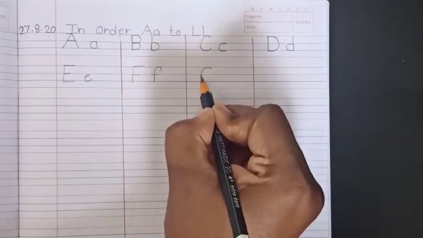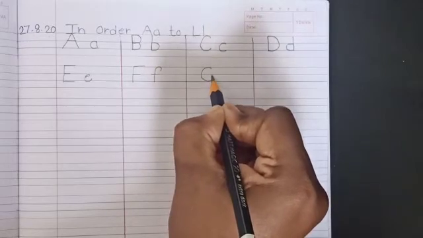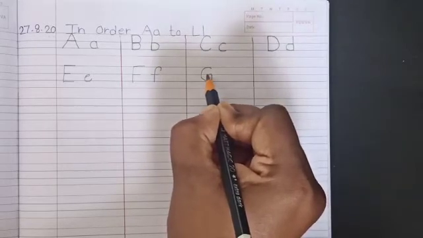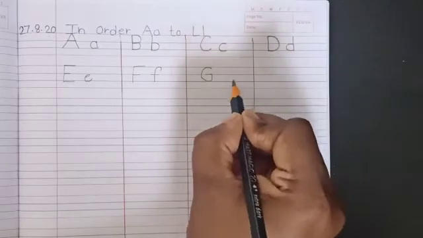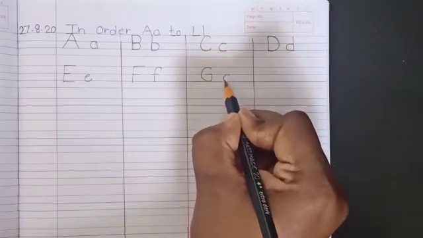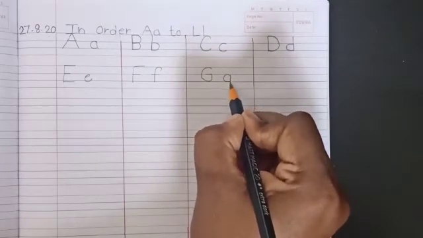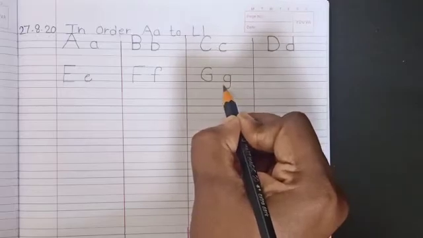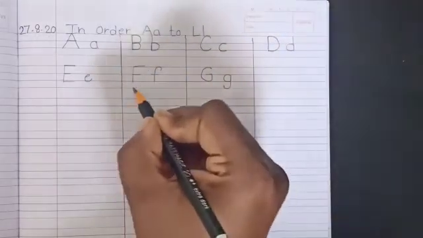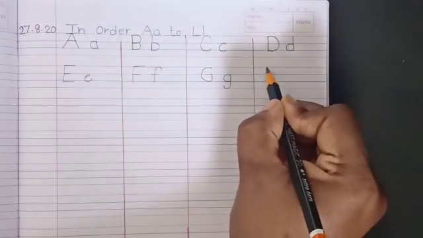G. C curve, go up, small slipping line inside, capital G. Make a C curve, go up, come down, small g. Then what will come? E, F, G, H.